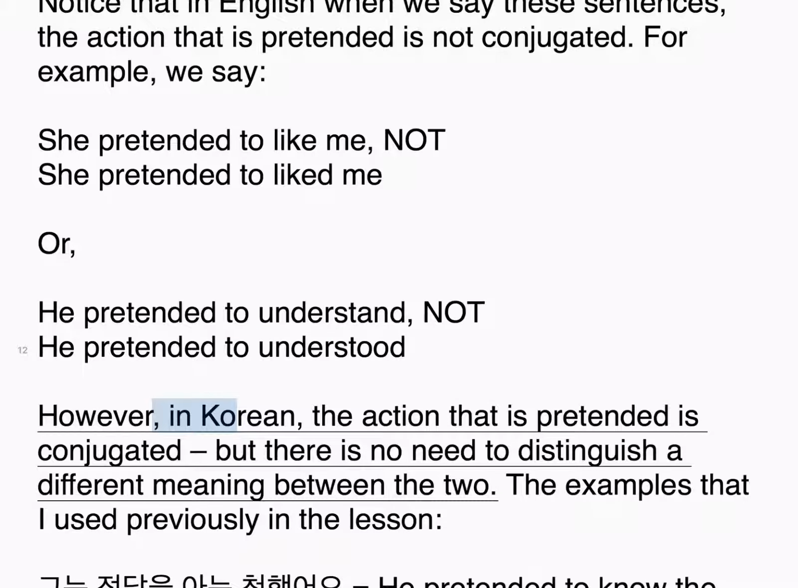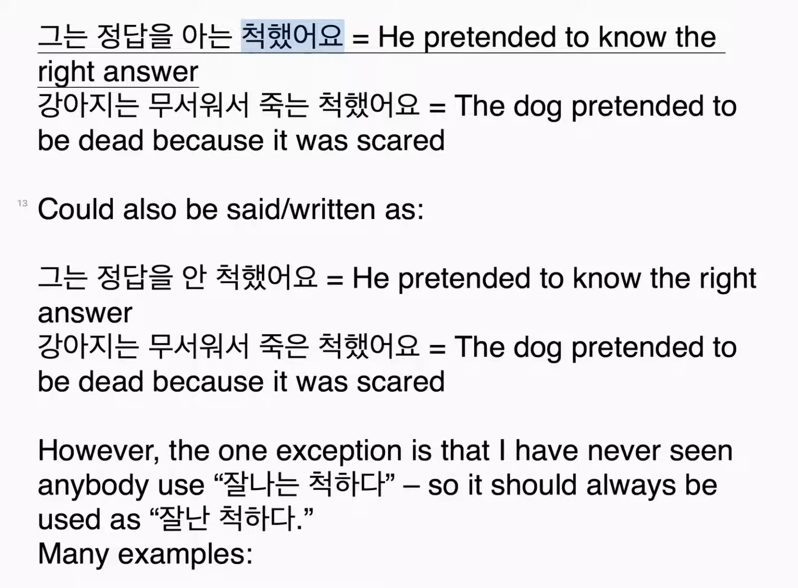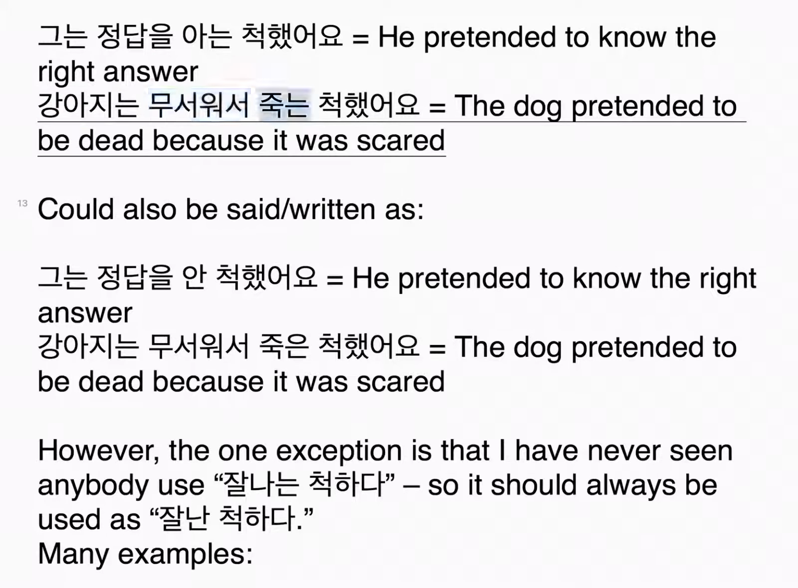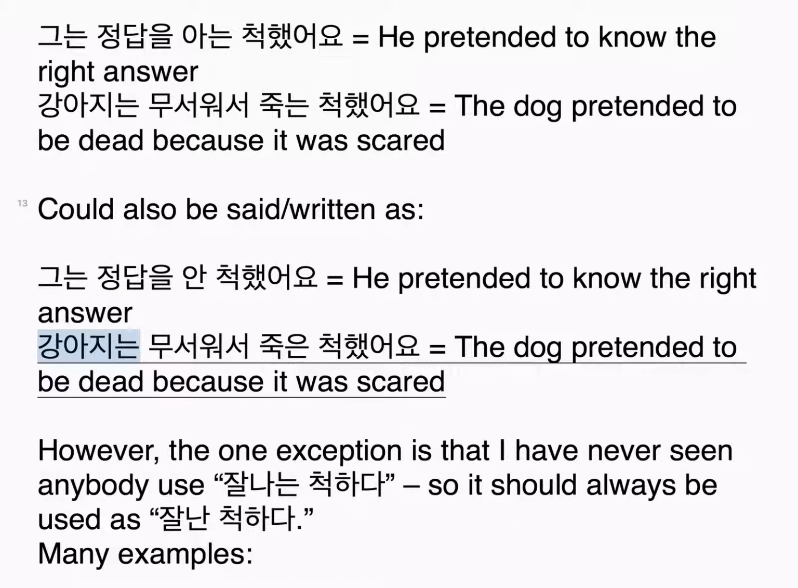However, in Korean, the action that is pretended is conjugated, but there is no need to distinguish a different meaning between the two. The examples that I used previously in the lesson, 그는 정답을 아는 척했어요, he pretended to know the right answer, and 강아지는 무서워서 죽는 척했어요, the dog pretended to be dead because it was scared, could also be written as 그는 정답을 안 척했어요 and 강아지는 무서워서 죽은 척했어요.